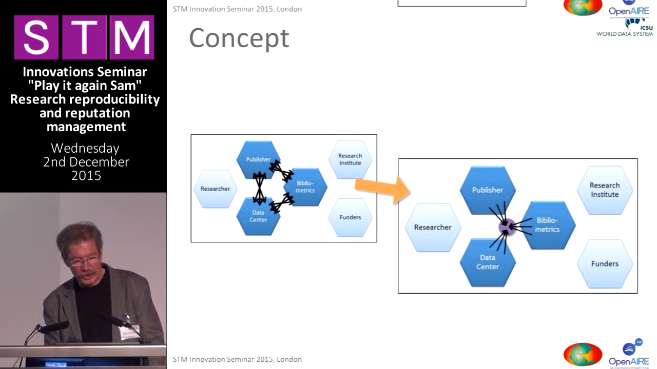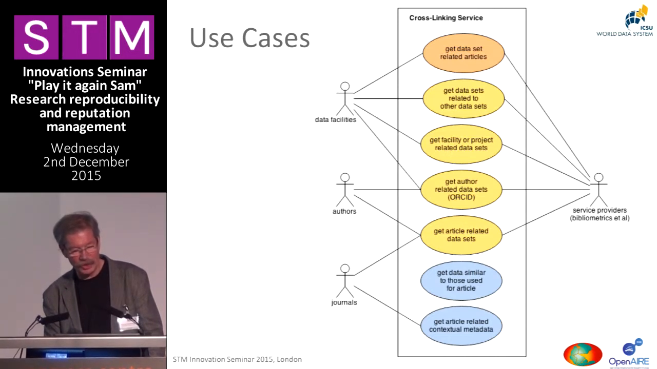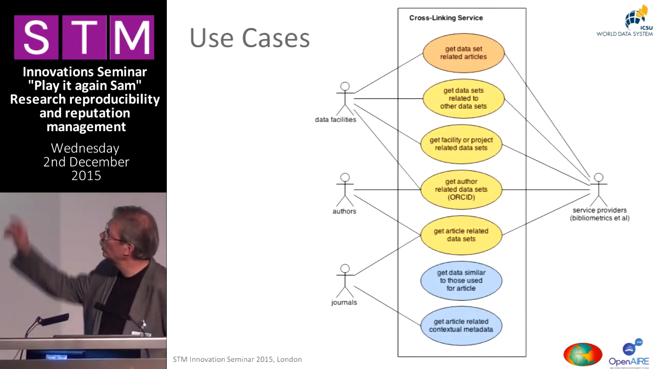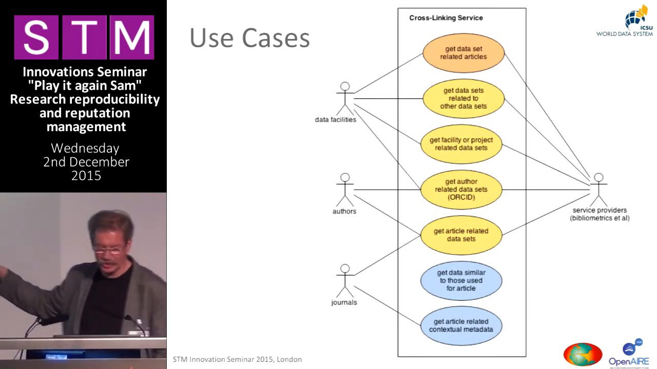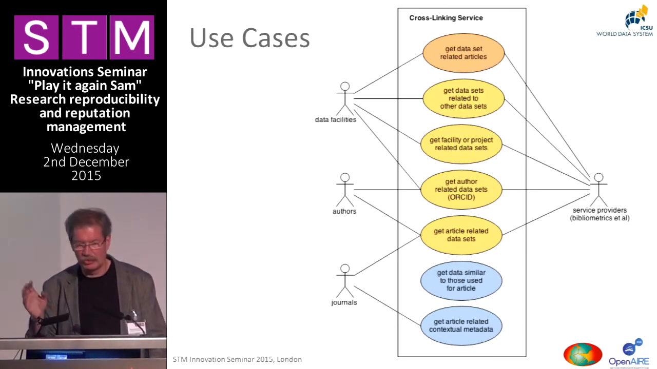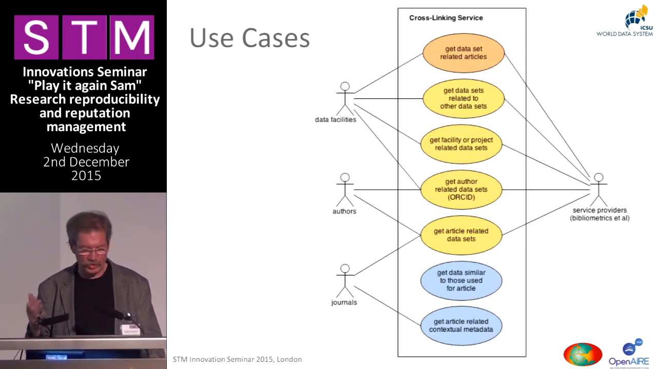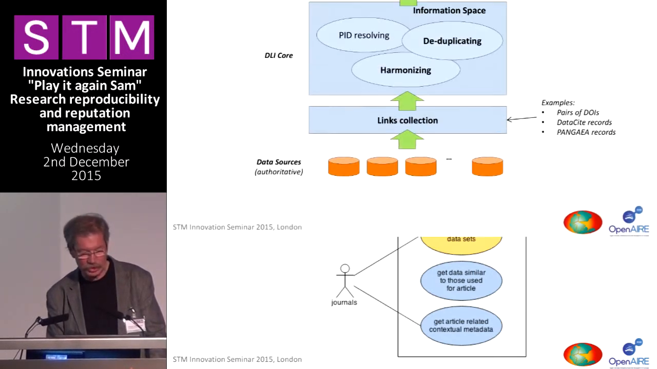The use cases for this service certainly include getting data-related articles at the upper one, but also, the third one from below, getting article-related data sets. But there are also others, so you can also relate data sets or articles linked to an author, or you can link data to data. So this is quite a number of use cases available there.